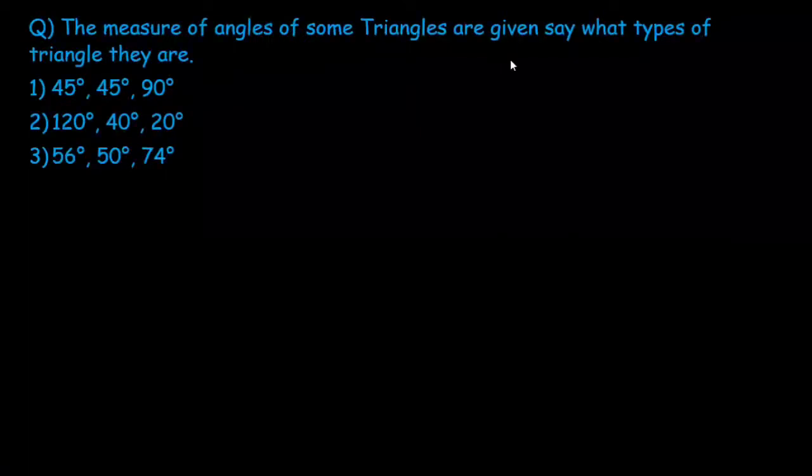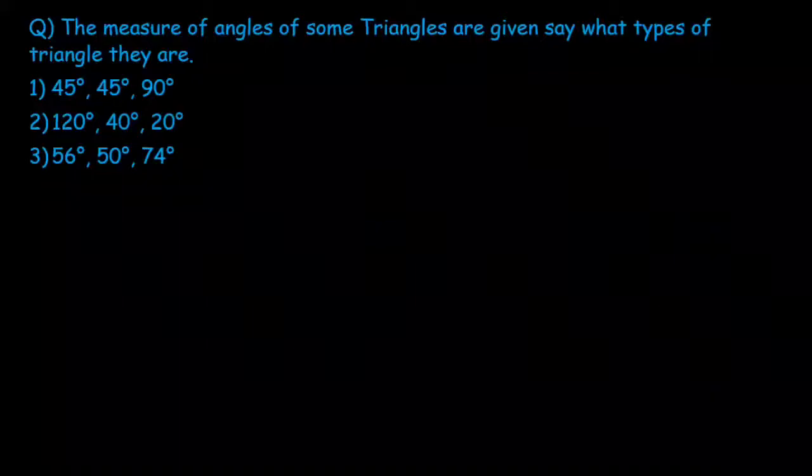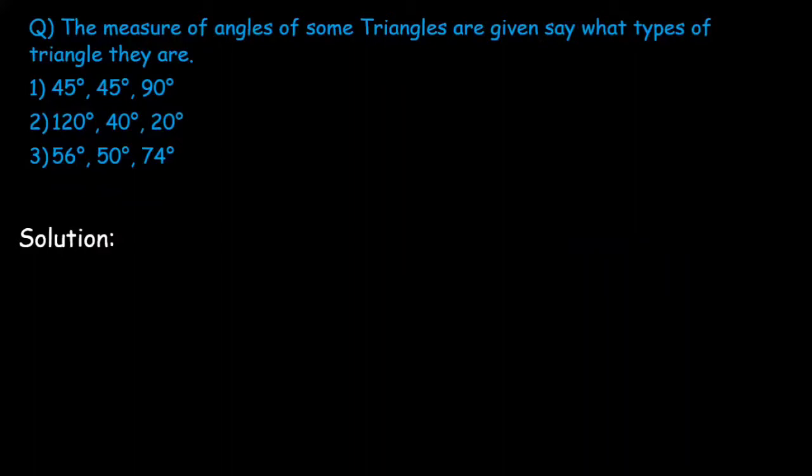So here is the sum. The measures of angles of some triangles are given. Say what types of triangle they are. Now the first one is 45 degree, 45 degree and 90 degree. So let's see the solution. We can see that there is 45, 45 and 90.